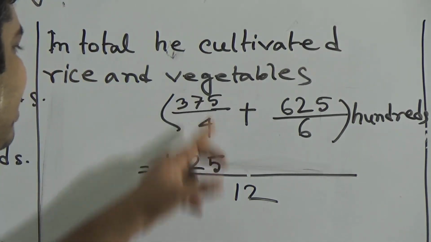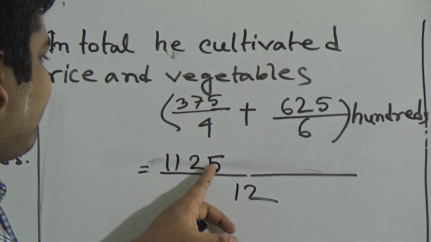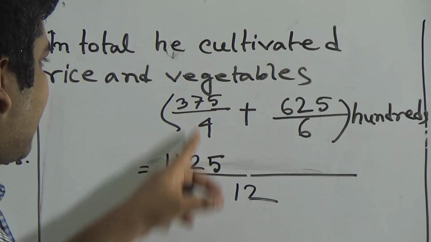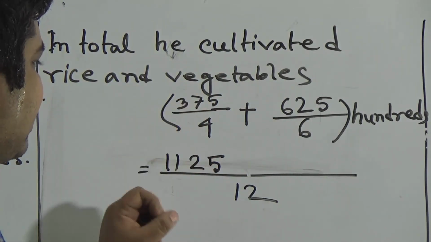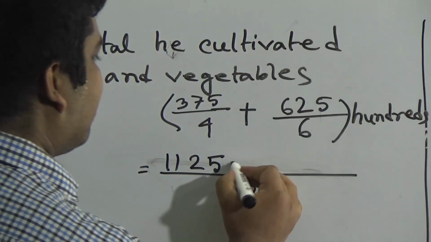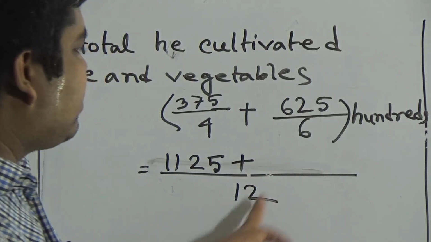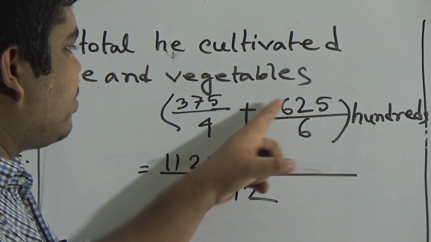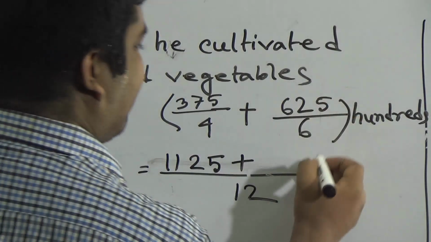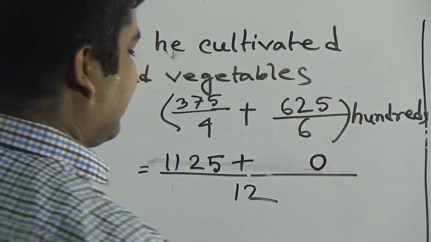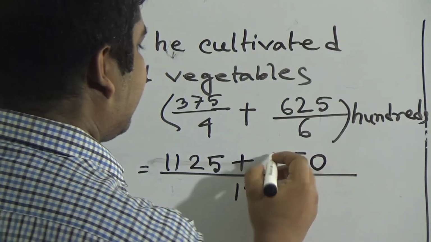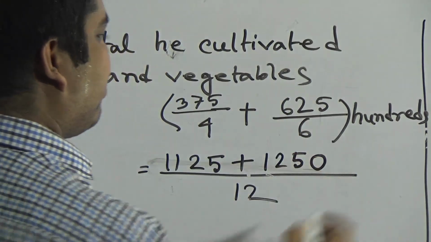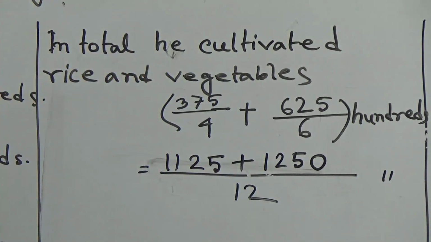I repeat, 3 5s are 15, carrying 1, 3 7s are 21, and 1 is 22, carrying 2, 3 3s are 9, and 2 is 11. So plus, in 12, 6 goes in 2 times. This 2 is multiplied with this 625. 5 2s are 10, carrying 1, 2 2s are 4 and 1 is 5, and 6 2s are 12. Okay, I hope you have understood these hundreds.